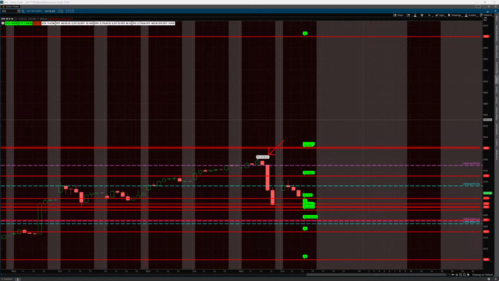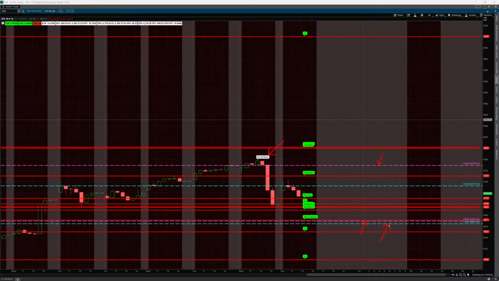All right, so that is the upper weekly expected move shown by the dashed purple lines. Here's the lower weekly expected move. So the lower and upper weekly expected move shown by the dashed purple lines. That's based on the options market, updated once a week. SPX trading within that range.